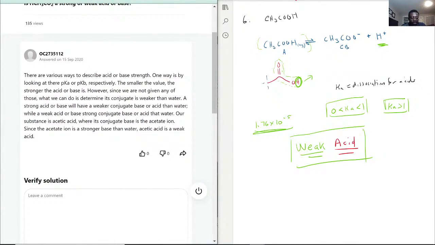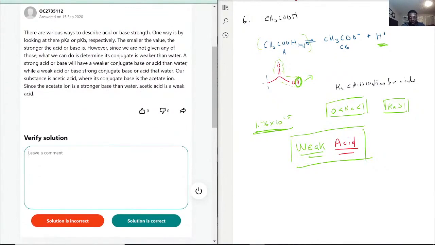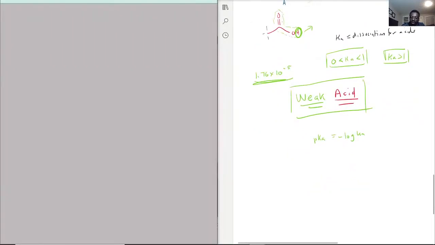Yeah. So this is correct. Actually, there is something. Let me see. The smaller the value, the stronger the acid or base is. Yes, exactly. So they're talking about pKa and pKb. It's almost like Ka, but negative log Ka is equal to pKa, and pK is kind of like the pH. The lower it is, the closer you get to 0, the stronger the acid. But yeah, so this is correct. Now let's move on to question number 7.